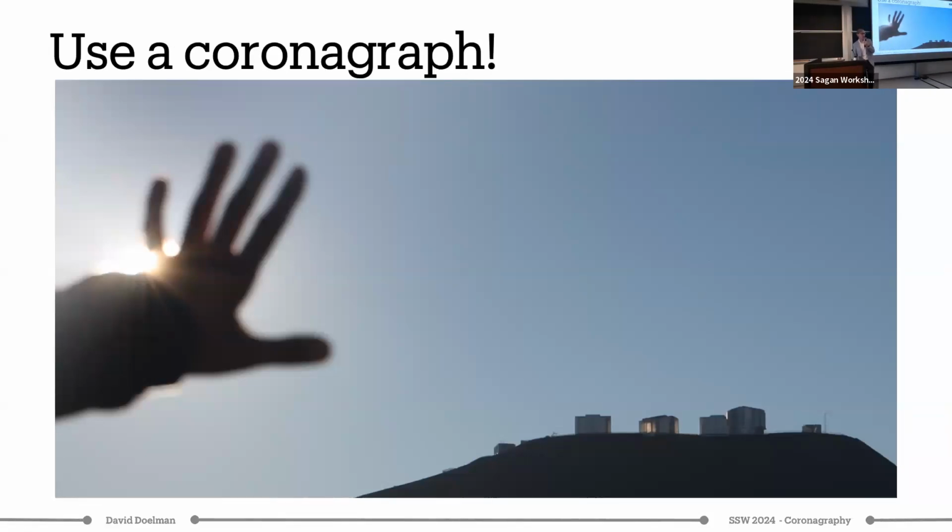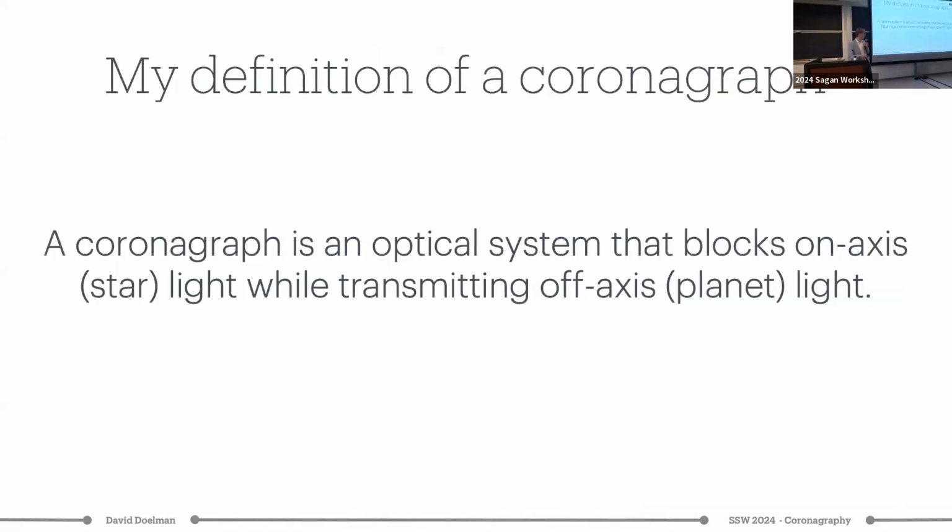And actually, maybe all of you have been a coronagraph, or tried to be, when you want to see where you're going and you block the light of the sun in your car or with your hand. Here, I'm doing it to see the VLT in Chile. So this is the basic principle: you block the light and you see the things next to it. If we define what a coronagraph does, it's actually an optical system that blocks on-axis light and transmits off-axis light.